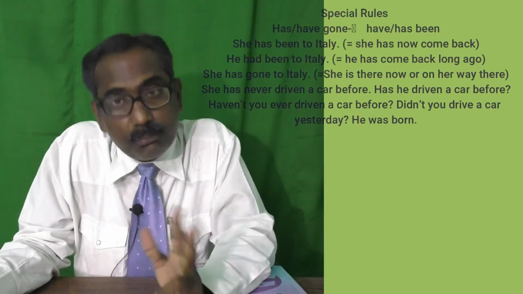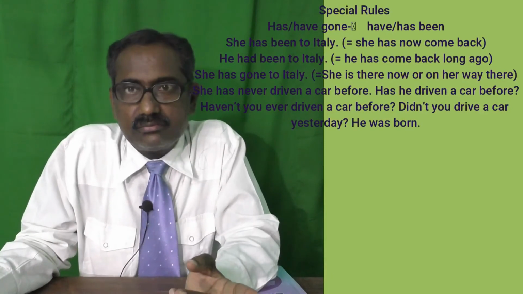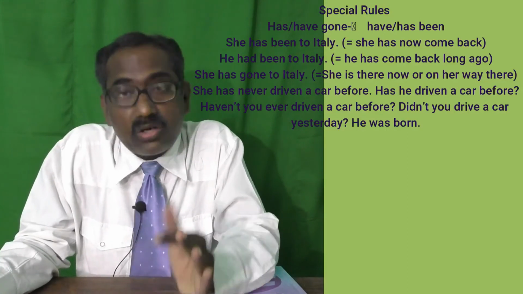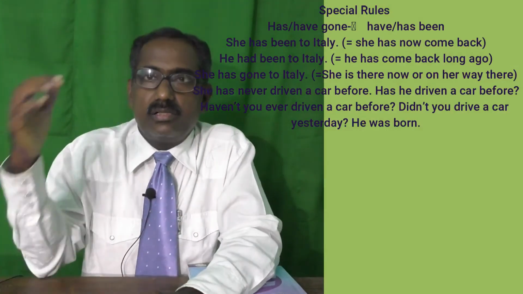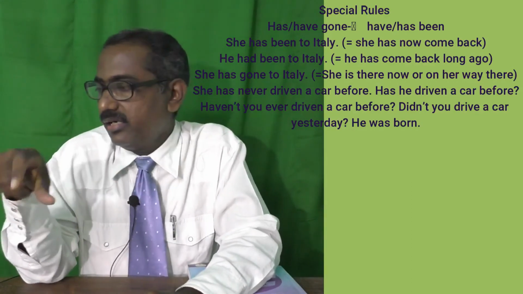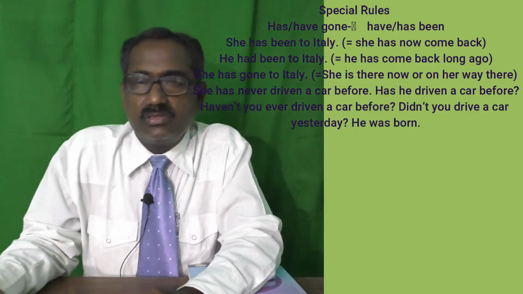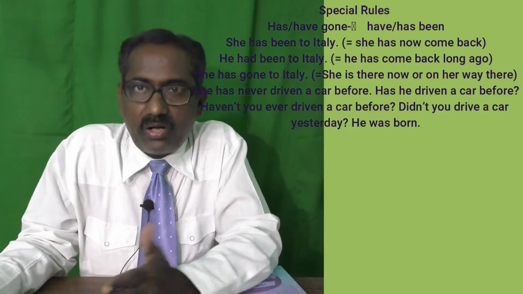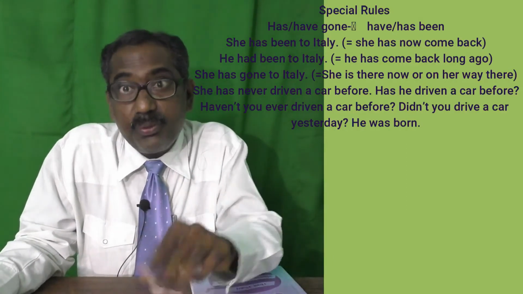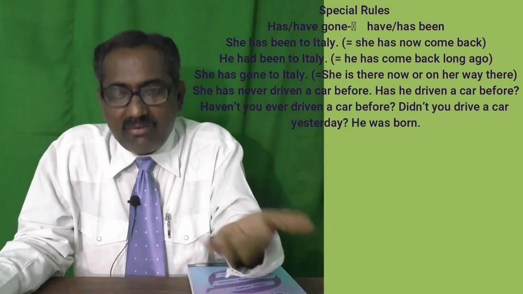Okay, let us start. Some special rules. Okay, she has been to Italy. That means she has now come back. She has gone to Italy. That means she went away. But she has been to Italy. That means she has now come back. Pussycat, pussycat, where have you been? Have been to London. It is a good rhyme for children. They practice it usually in their kindergarten school. Pussycat, pussycat, where have you been? Have been to London. That means I have come back from London.